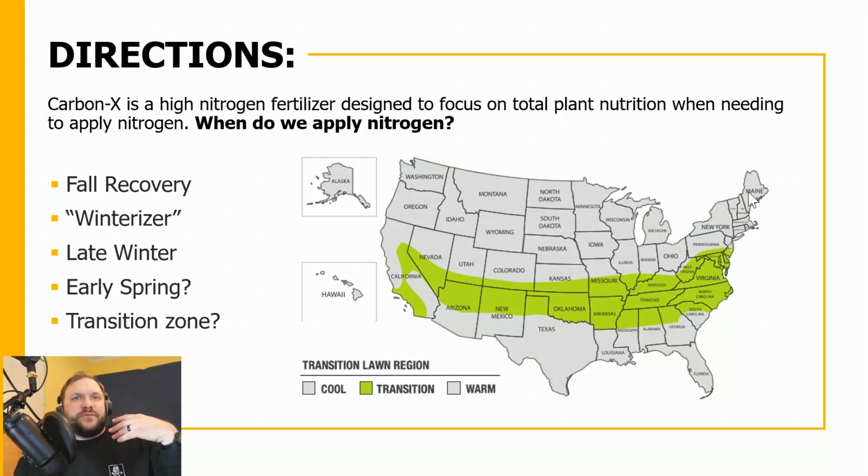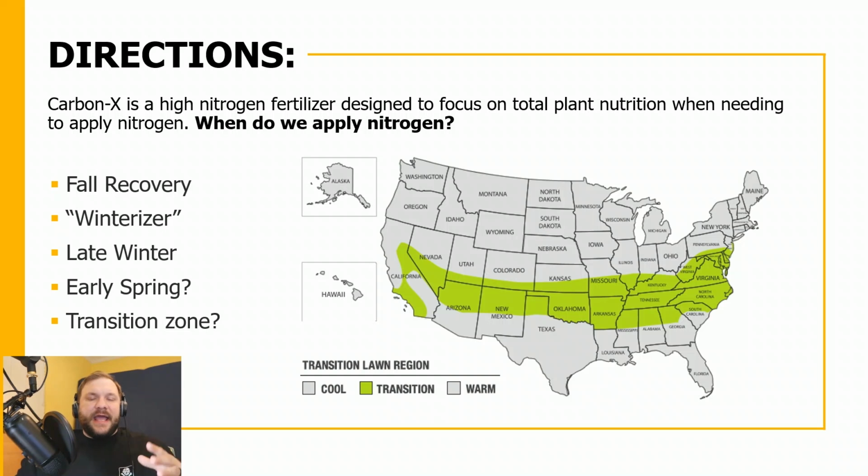Right now, given the time of year, this is going to be prime time for applicators in the transition zone. Soil temperatures are getting to where they need to be, especially after this last week. Bermuda's even starting to show some signs of life after the polar vortex. So I wanted to talk specifically about Carbon X programs in the transition zone.